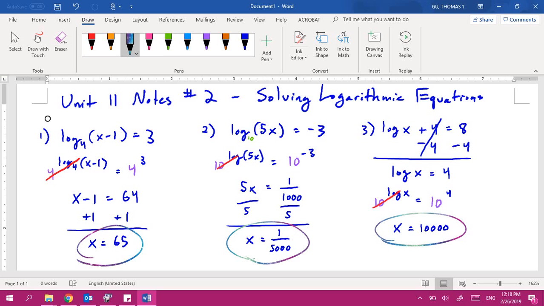So if it was negative, it would be 1 over 10,000? Yes, that's right.